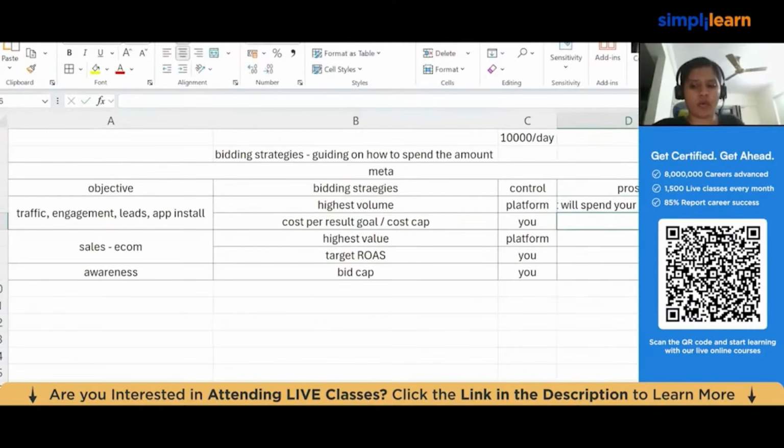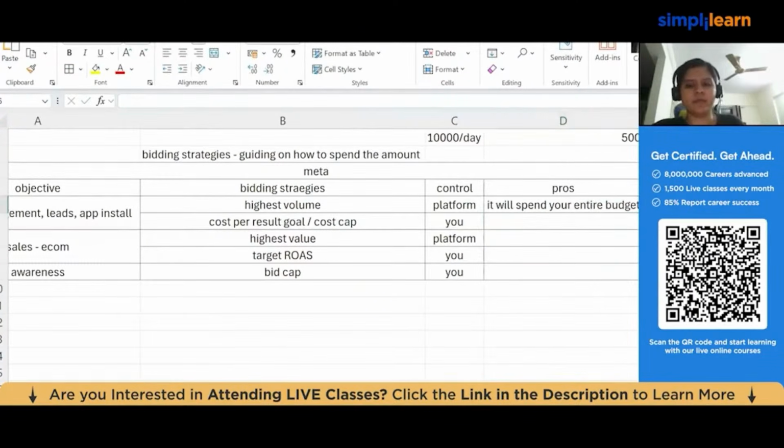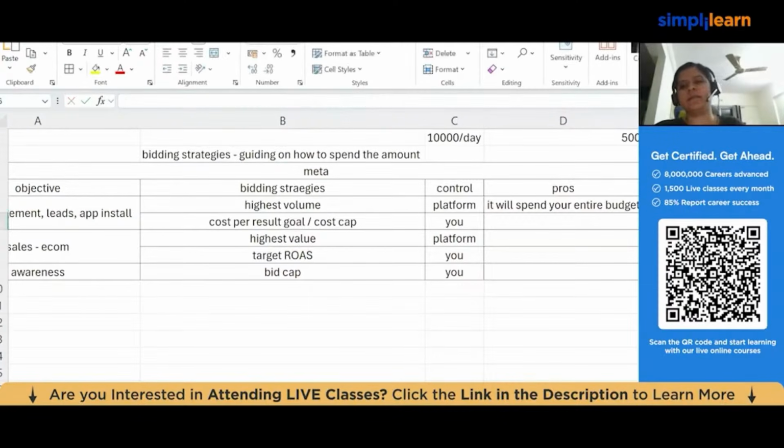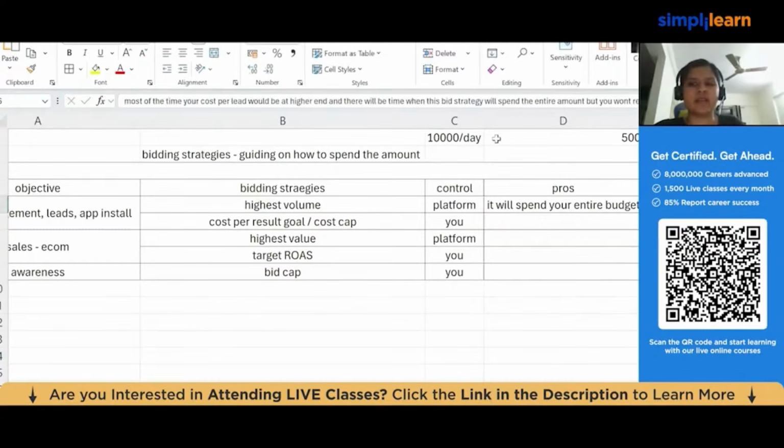But what can go wrong? Most of the time your cost per lead would be at a higher end, and there will be times when this bidding strategy will spend the entire amount but you won't receive any leads. That's the biggest headache of this bidding strategy.